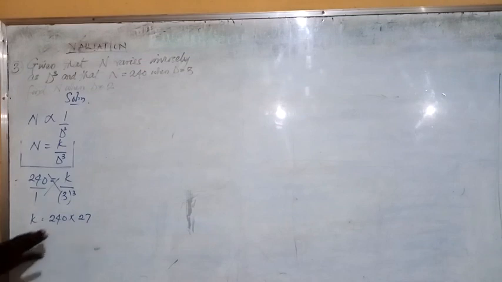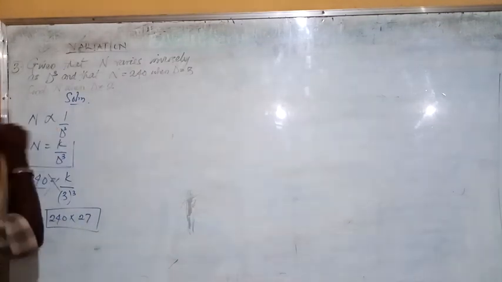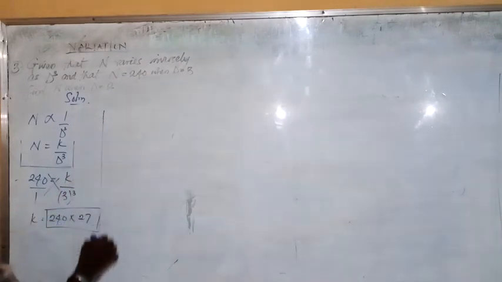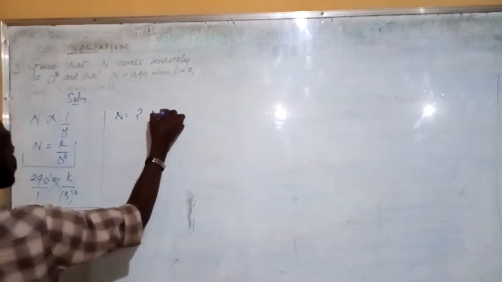Okay, this is quite a large number. What we can do is use this value for our k. So we are asked to find n when d equals 2. Remember that our equation is going to be n equal to 240 times 27 over d cubed. So this is what we're using now.